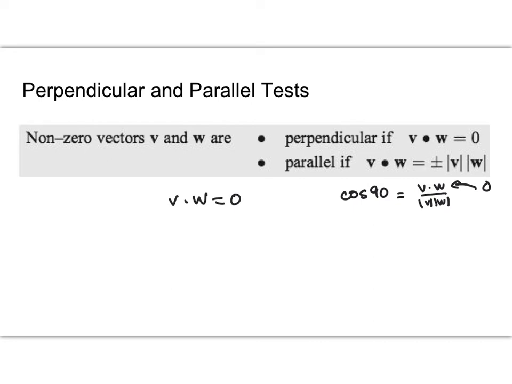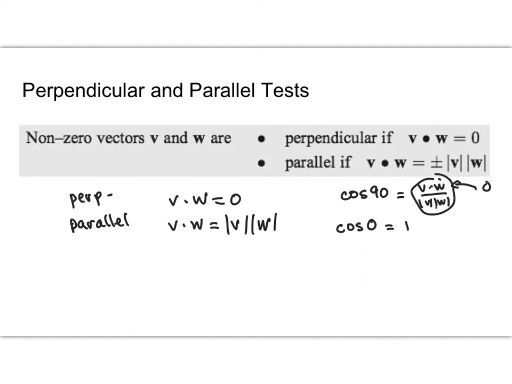We can tell if they're parallel. If you think about this, parallel would mean cosine of 0. What's the cosine of 0? Come on, think unit circle. At 0 degrees, it's equal to 1. So the test for perpendicular is here. Parallel means that v dot w has to equal the magnitude of v times the magnitude of w. Right? Because this over here has to be the same thing over the same thing in order for it to be equal to 1. So these have to be the same.